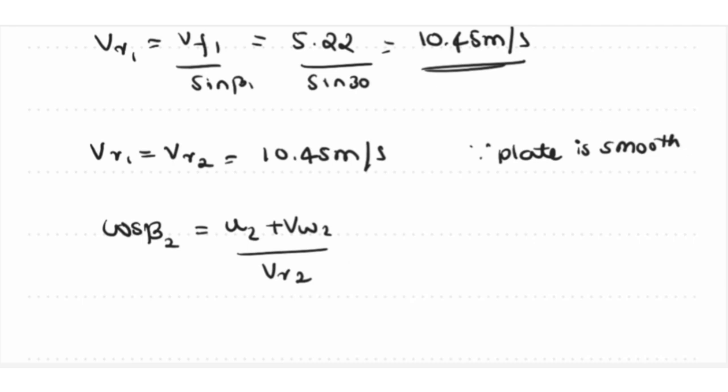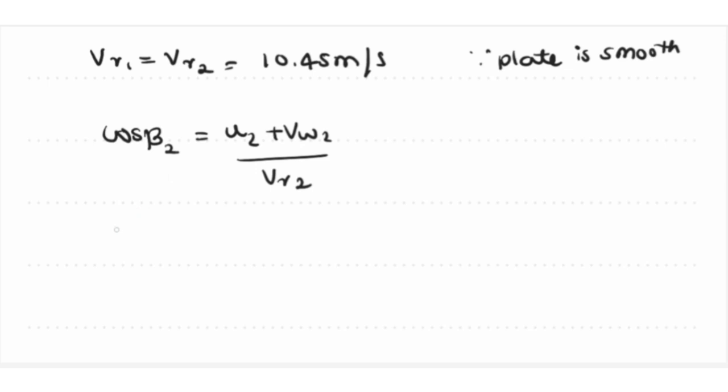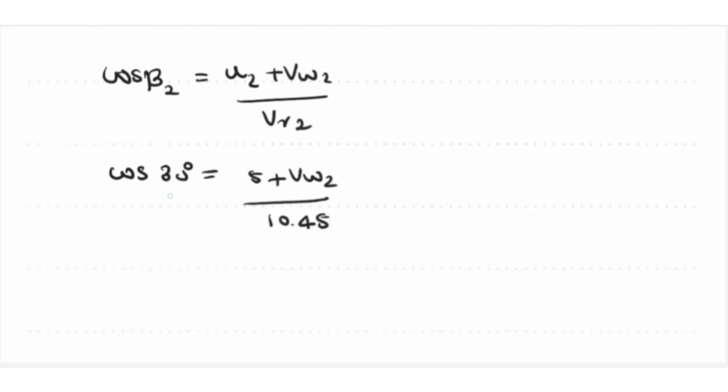So here cos of beta 2 is 30 degree, u2 is 5, vw2 is unknown, vr2 I have calculated as 10.45. So substitute all the values and calculate it. So you'll get vw2 is equal to 4.05 meter per second.